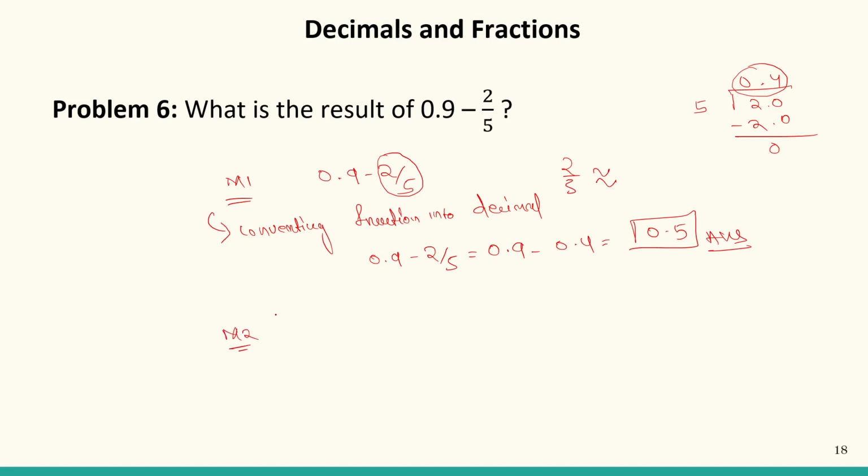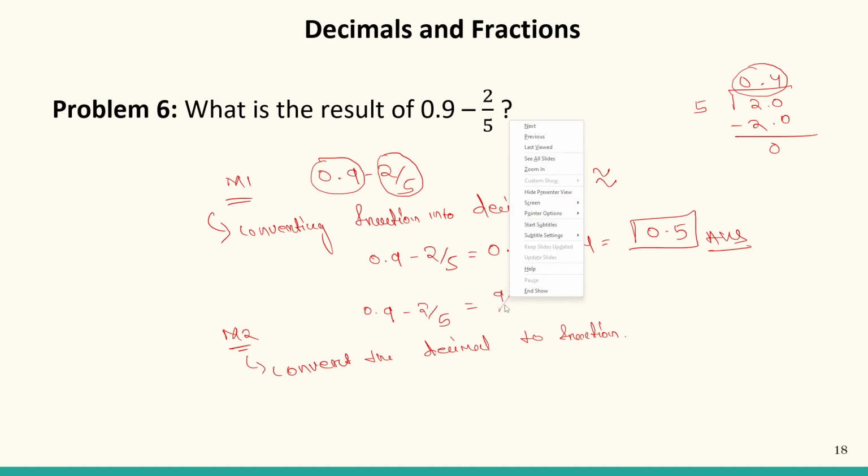Okay, so by method 2, what method 2 tells us is to convert the decimal to a fraction. We have a decimal here. So 0.9 minus 2 by 5: 0.9 can be written in fractional form as 9 by 10, right? So 9 by 10 minus 2 by 5.